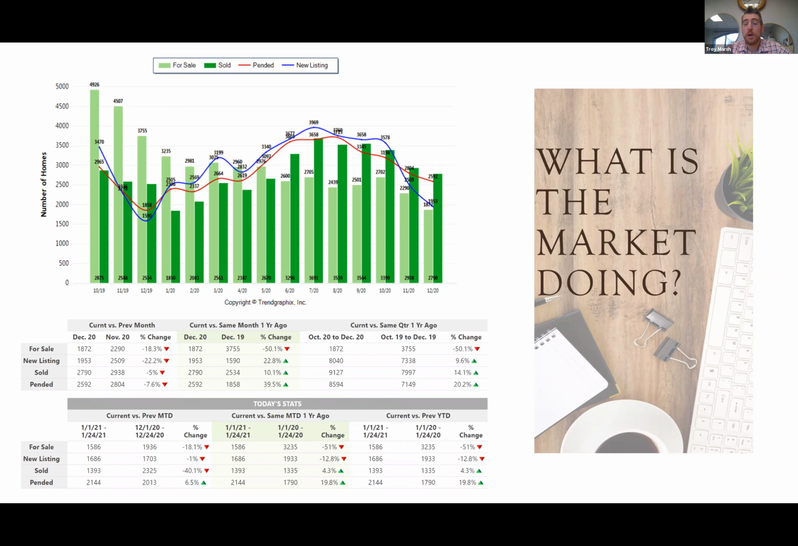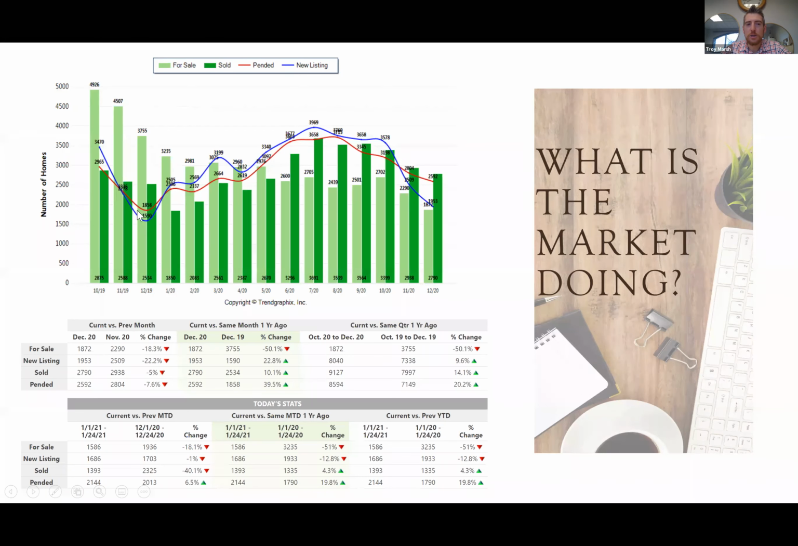At least when I get to the pricing part of the listing presentation, I'm going to be talking about, okay, this is what the trend is. And in this graph, the light green lines are your for sale properties in a given month. The dark green is the sold. Then your red line is the number in contract, and your blue line is the number of new listings.